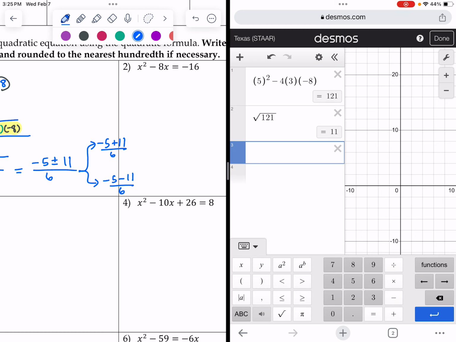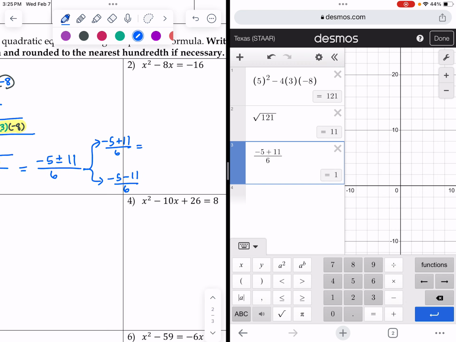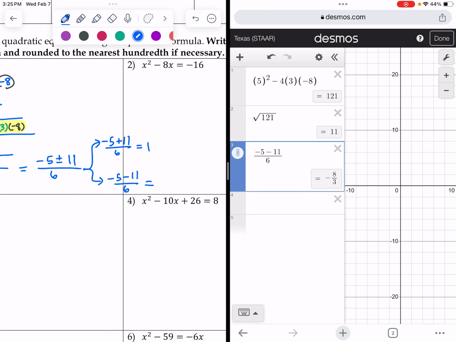Okay, so negative 5 plus 11 over 6 is 1, and negative 5 minus 11, I'm just going to delete the plus and put a minus, is a fraction, negative 8/3. And so those would be our solutions.